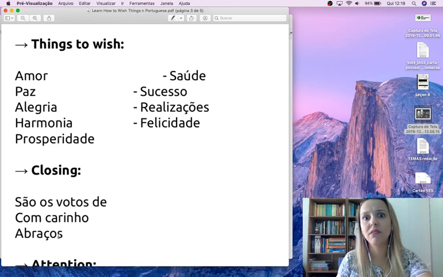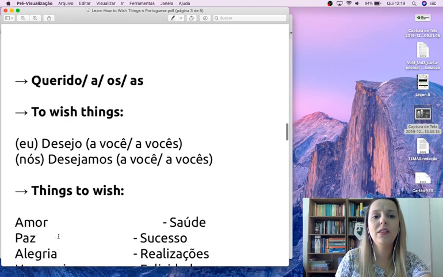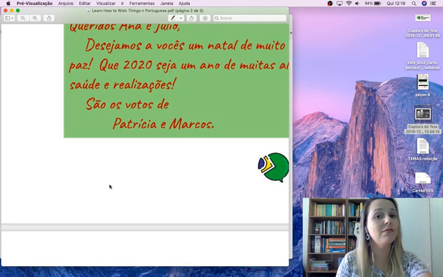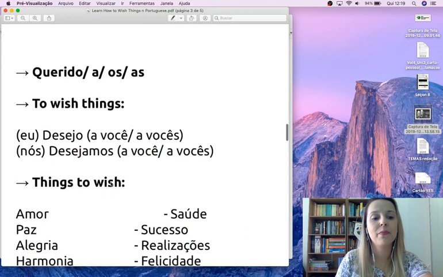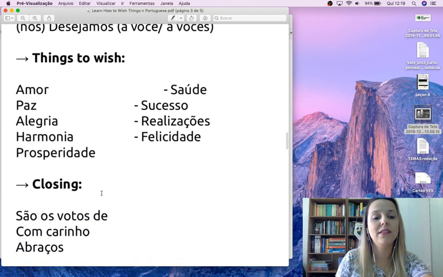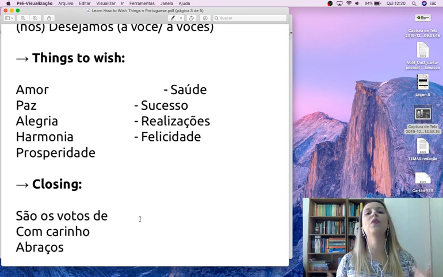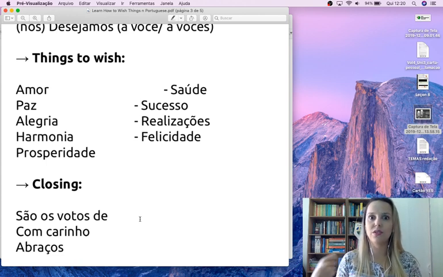So, and how to close this letter, guys? We can use some ways. For example, in the card, as you can notice here, they used são os votos de, são os votos de. So here, guys, this means are the wishes from. Literally, it means are the wishes from. So when we write a card like this, wishing things, like a birthday card, a Christmas card, we can end like this. São os votos de.